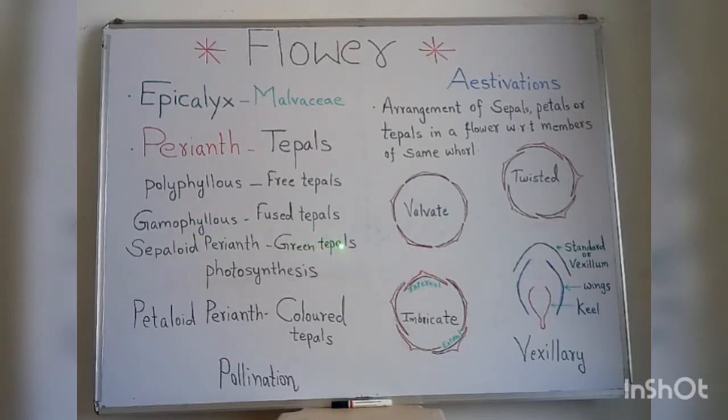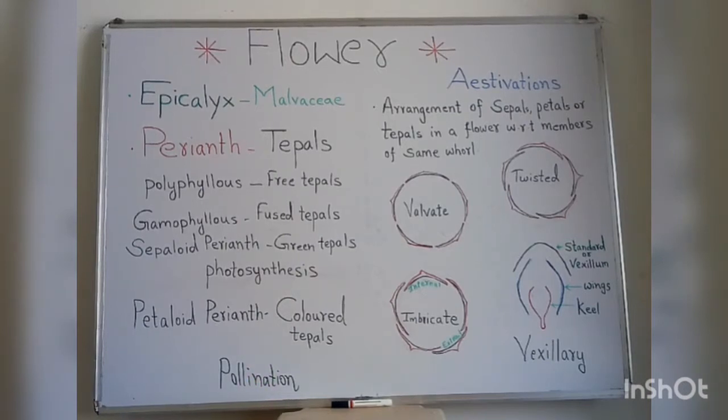When the tepals are green in color, such a perianth is called sepaloid perianth. And since it is green in color, it can perform the function of photosynthesis. If the tepals are colored, such a perianth is called petaloid perianth. And since it is colored, it helps in the process of pollination.